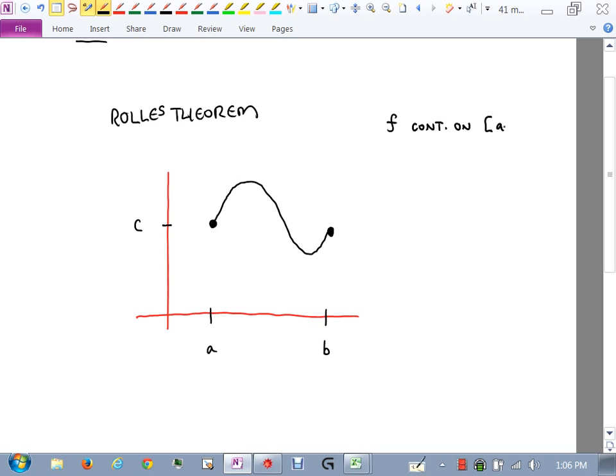On AB, means you can draw it without picking up your pencil. I'm telling you that F of A equals F of B, which equals C. So the function's value is the same at the beginning as it is at the end.